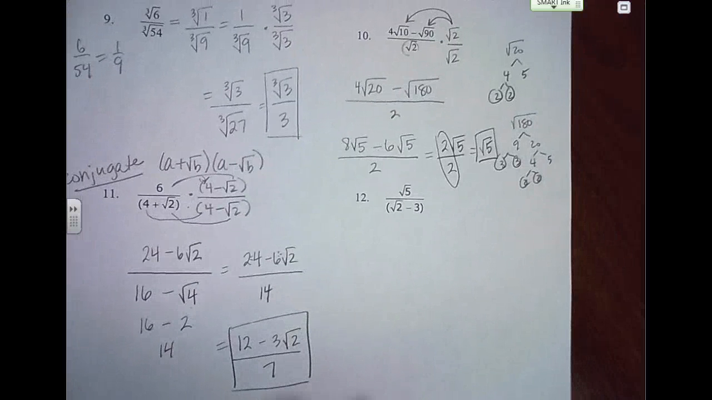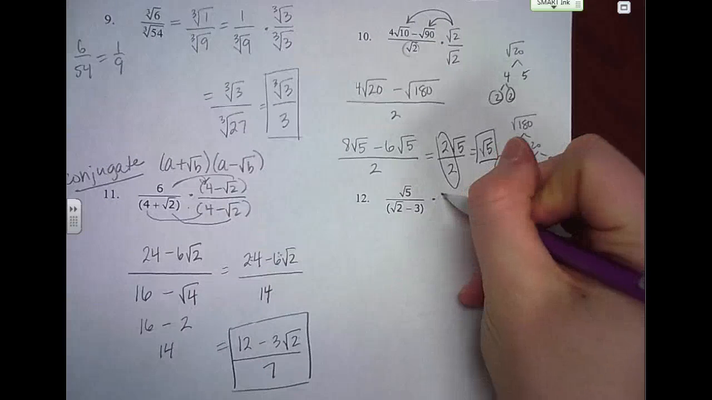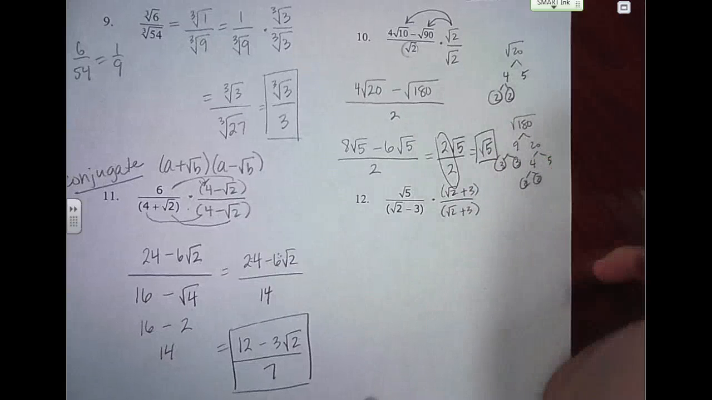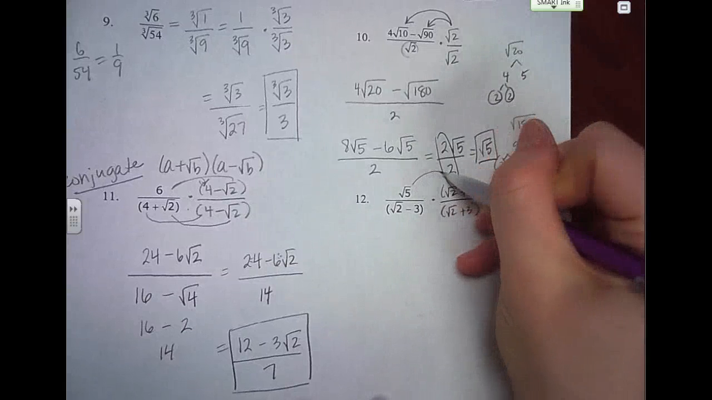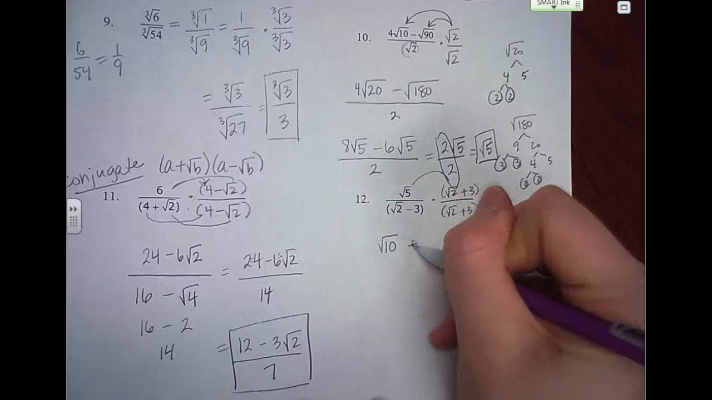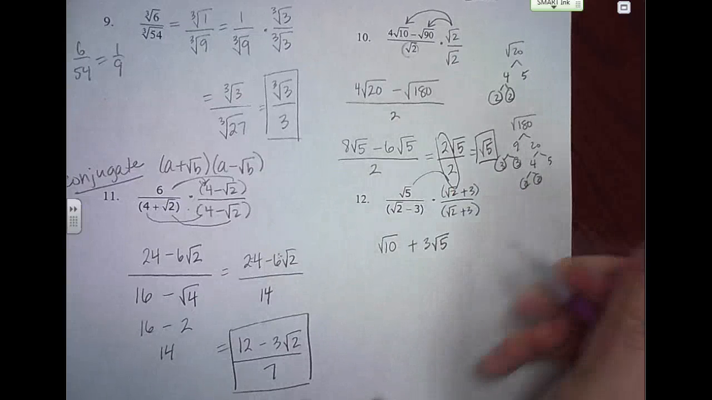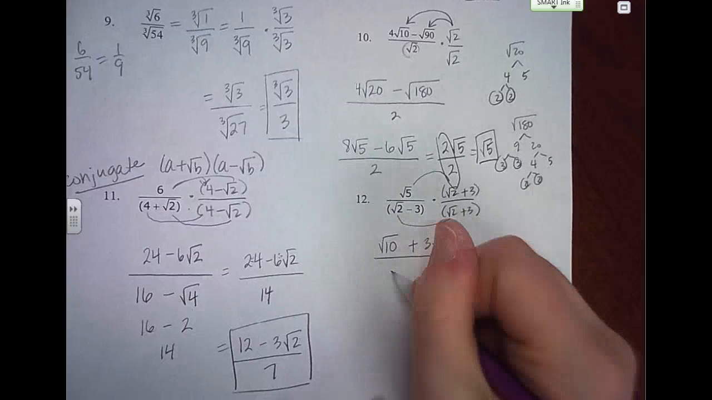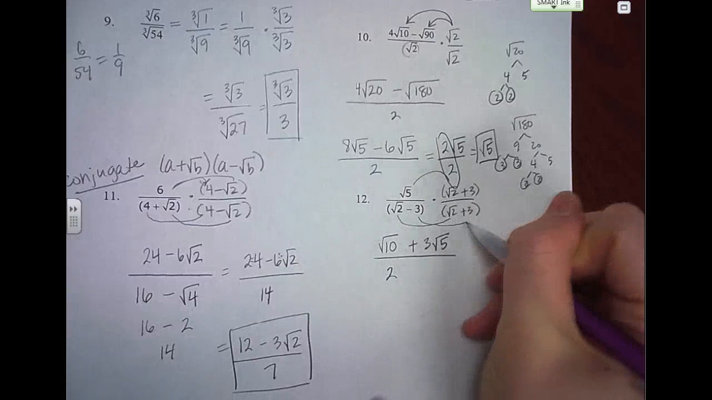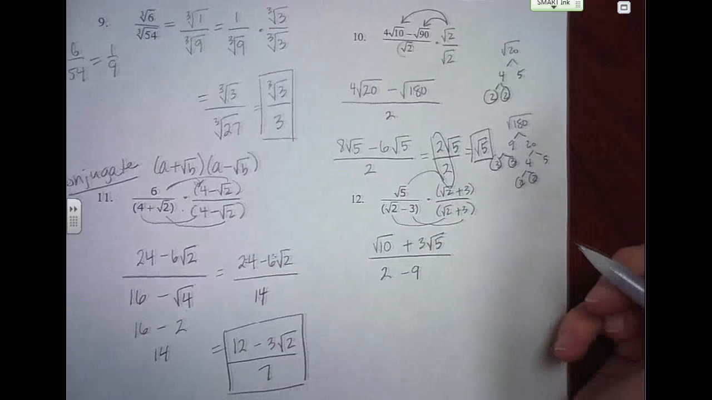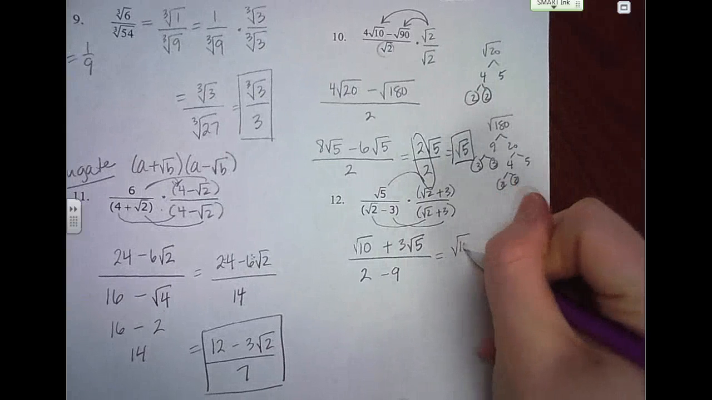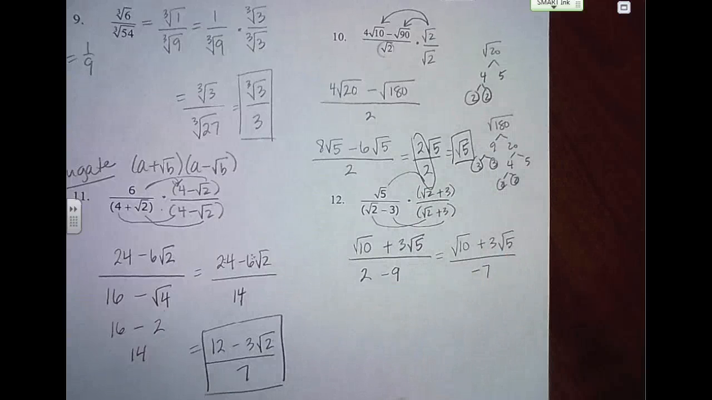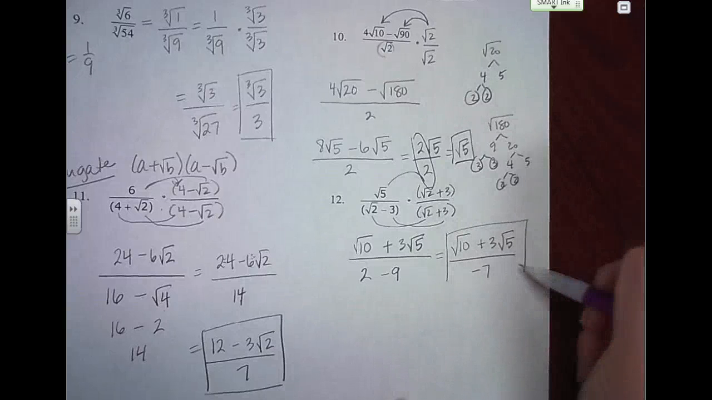Okay, so let's try one more, number 12. Again, we're going to multiply by the conjugate. So I'm going to change that sign to a plus here. On the top, we're going to distribute. Square root of 5 times square root of 2 is square root of 10 plus 3 times the square root of 5 over, again, when you multiply these, you just multiply the first 2. Square root of 2 times square root of 2 is 2. And negative 3 times positive 3 is negative 9. So we have on top square root of 10 plus 3 square root of 5 divided by negative 7. And I can't simplify that one at all, so we are just going to leave it like that.